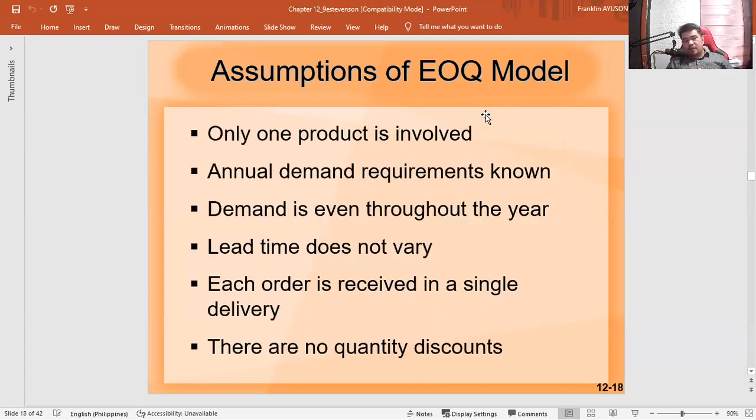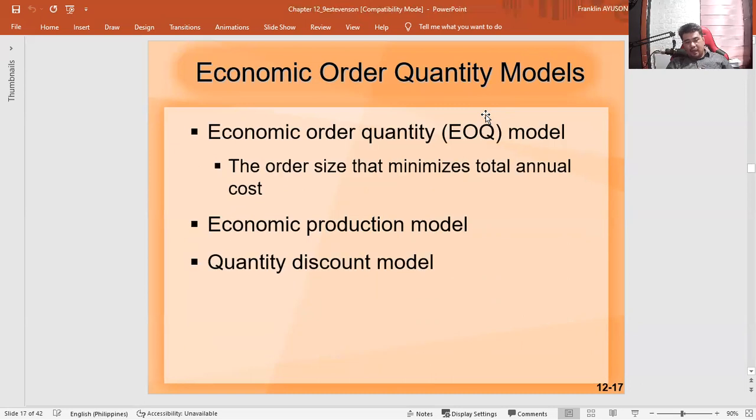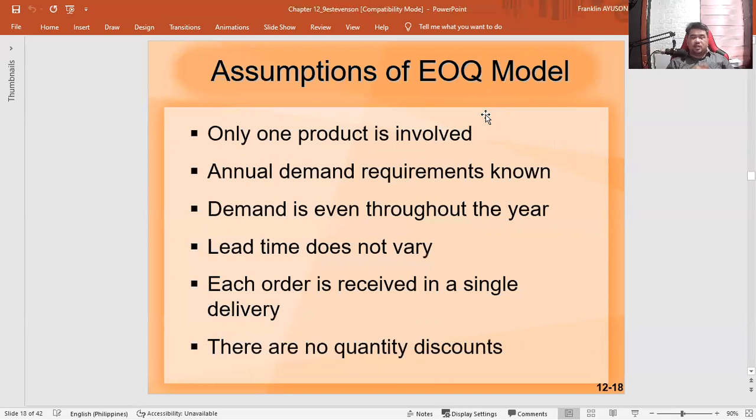So these are assumptions of the EOQ, again, that intends to minimize our total annual cost. Number one, only one product is involved. So ibig sabihin, there is an EOQ model per product. Annual demand requirements is determined or known. Demand is even throughout the year. These are assumptions. Lead time does not vary.